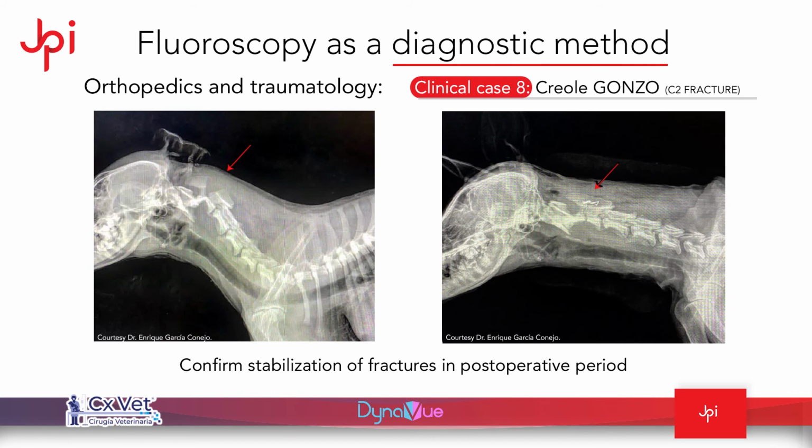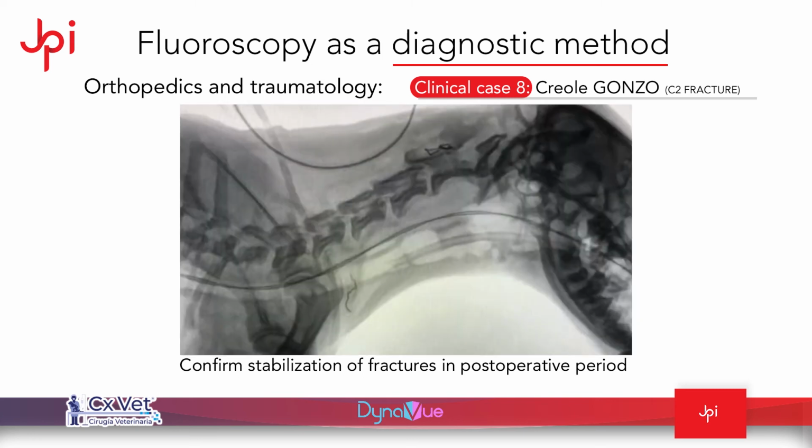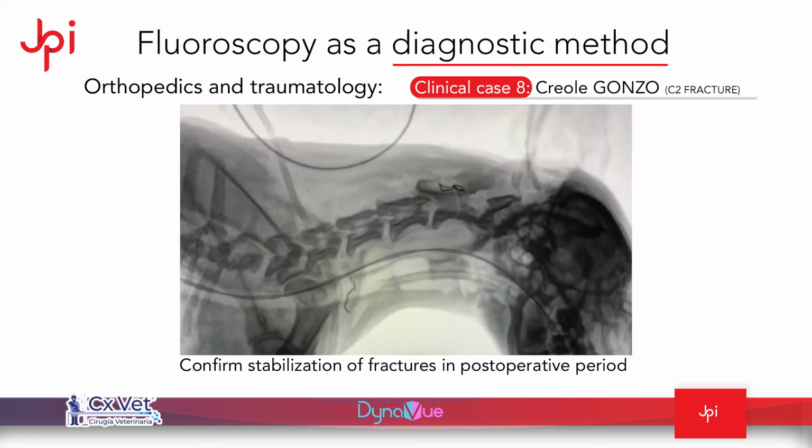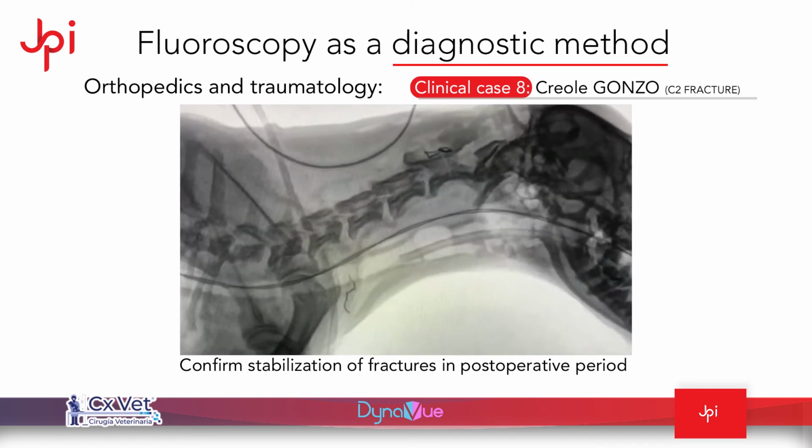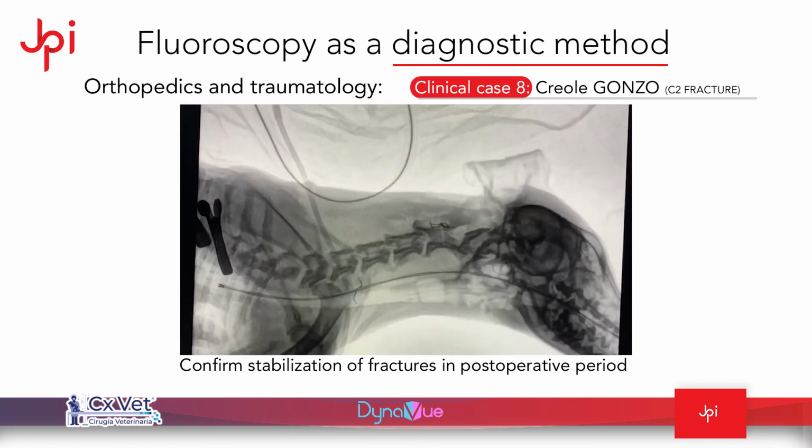Clinical Case 8. Gonzo is a Creole dog who was hit by a ladder that fell upon his neck, causing an immediate non-ambulatory tetraparesis. The owners went to the vet immediately, and the first thing that was done was an X-ray that showed the fracture of the C2 vertebrae. In this video, we can see the stability of the C2 vertebrae after surgery, in which a cerclage was placed.